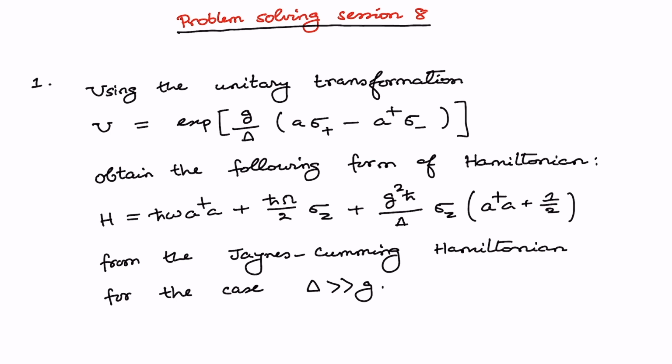the following form of the Hamiltonian from the Jaynes-Cummings model. And you are asked to discuss the case for the dispersive regime, when delta is much greater than z. This is an important problem, a bit tedious and lengthy, but if you do it in a systematic way, you should be able to work it out. Now I'm going to take you through the solution.